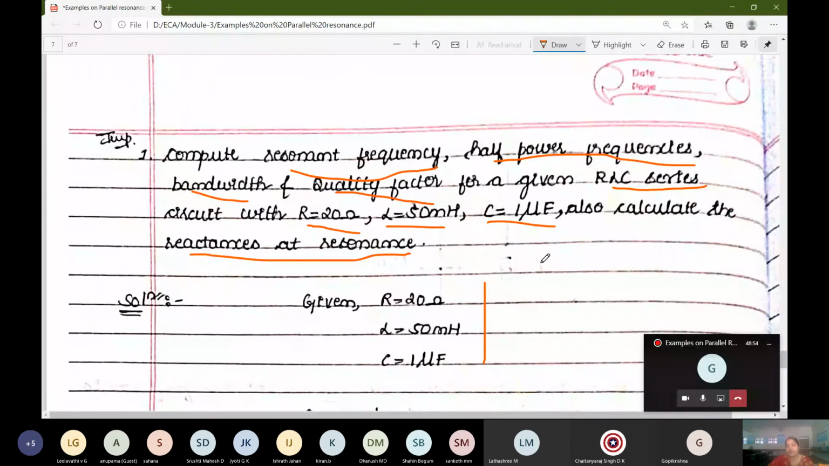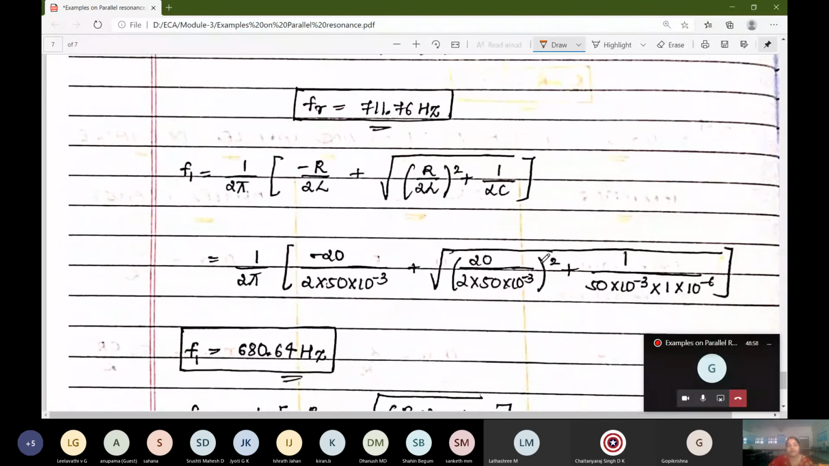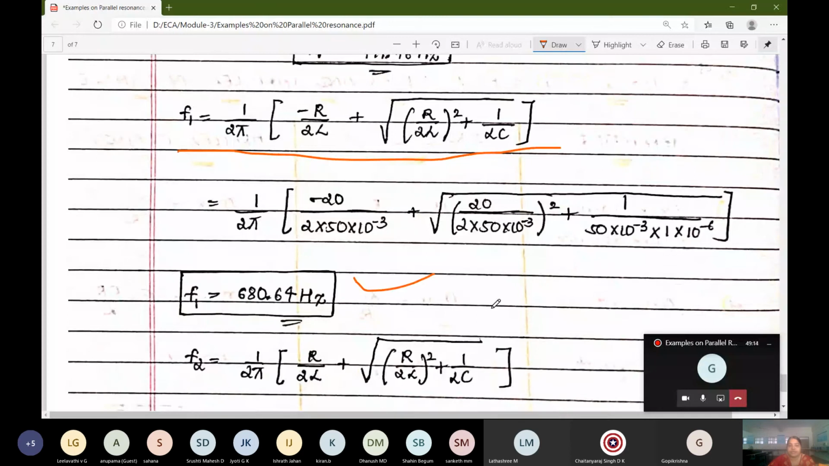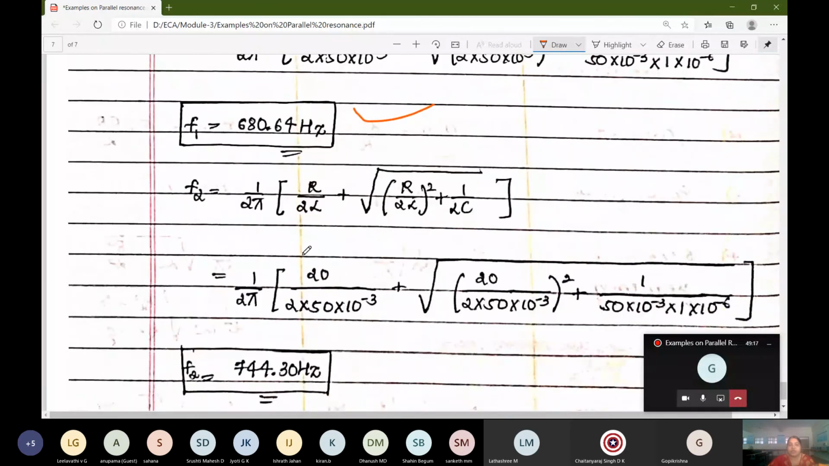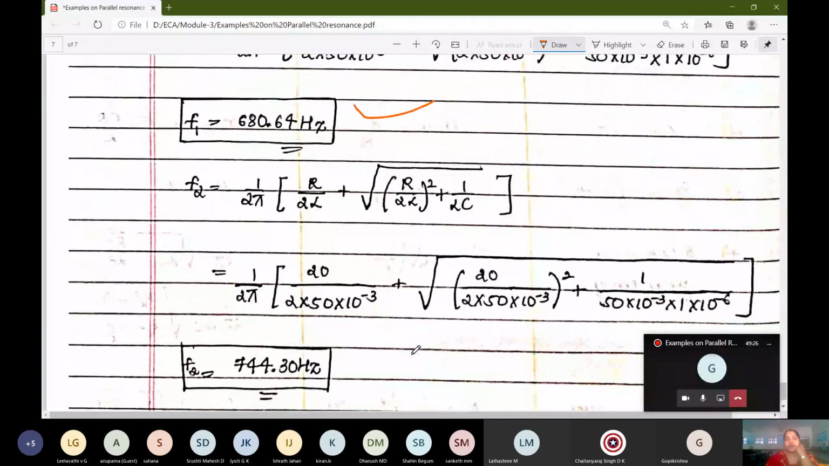Next we have to find out half power frequencies. There are two formulas for that, F1 and F2. Okay, F1 and F2 are the half power frequencies, and this is series resonance. This I had done before, you should remember this. This is F1. So write the F1 formula, substitute it, you will get the answer for F1. Next write F2, substitute all the parameters given, that is R, L and C, you will get the answer for F2.